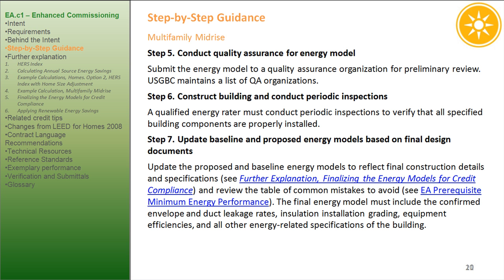Step 7. Update baseline and proposed energy models based on final design documents. Update the proposed and baseline energy models to reflect final construction details and specifications. See further explanation, finalizing the energy models for credit compliance, and review the table of common mistakes to avoid. EA prerequisite minimum energy performance. The final energy model must include the confirmed envelope and duct leakage rates, insulation grading, equipment efficiencies, and all other energy-related specifications of the building.